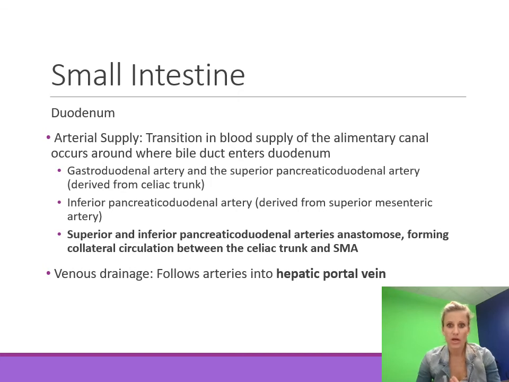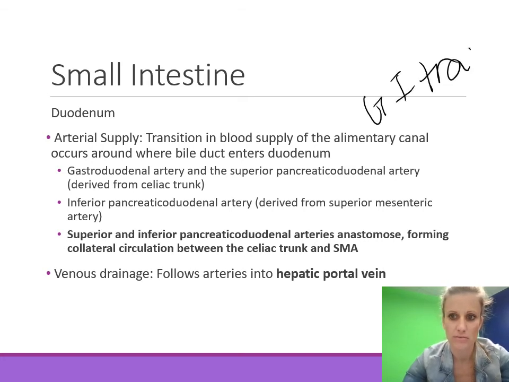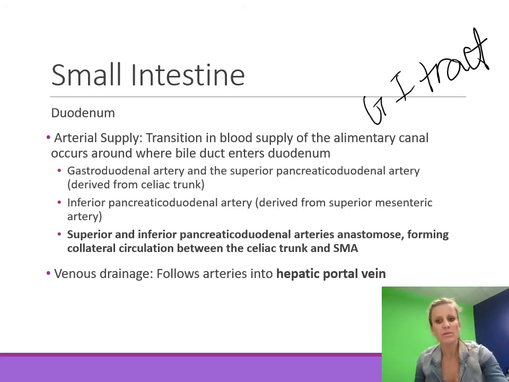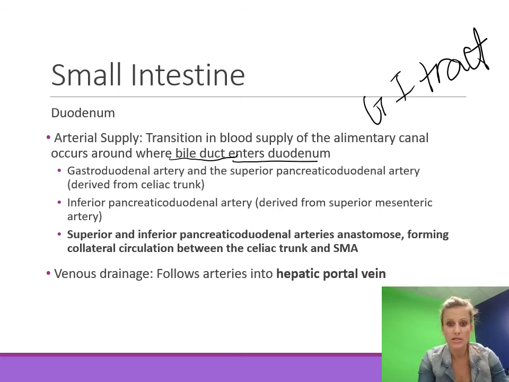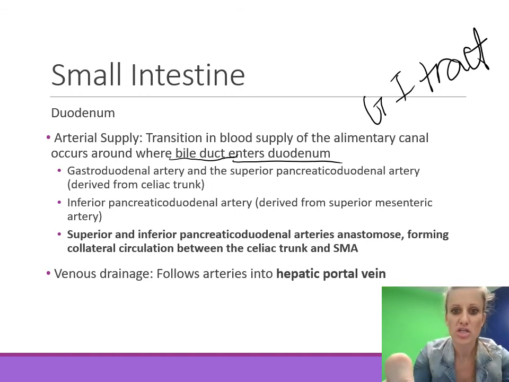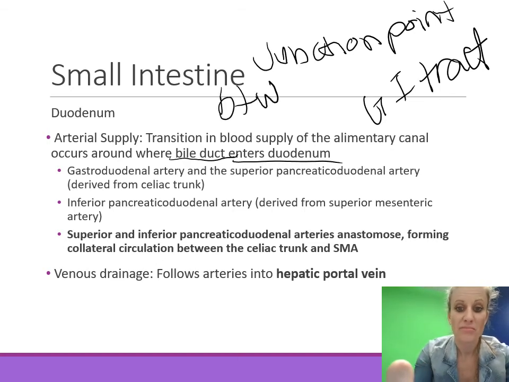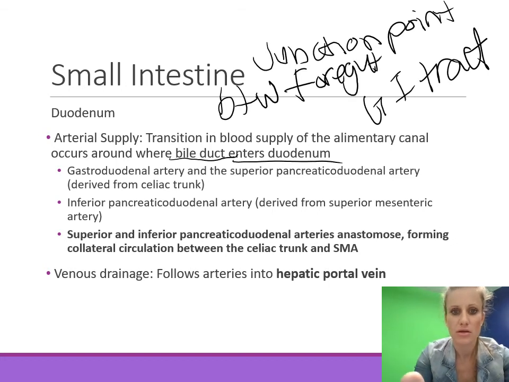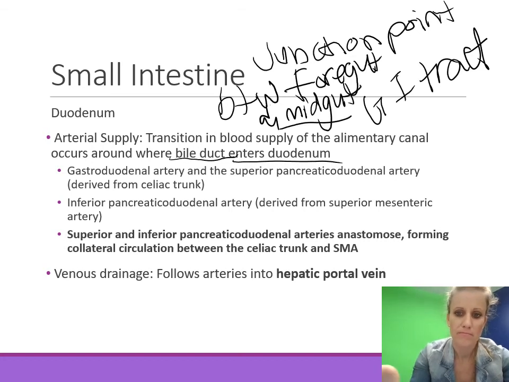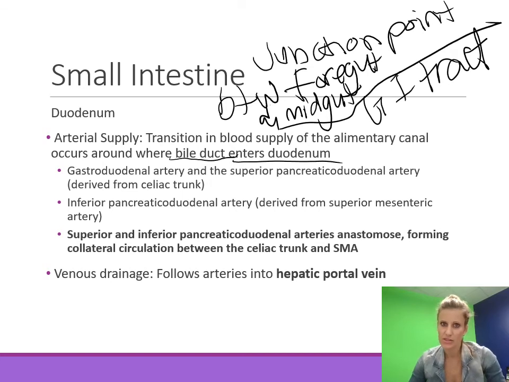Arterial supply to the duodenum comes from two different sources. And this represents a transition in the blood supply of the alimentary canal or GI tract. So there's a transition in the blood supply of the GI tract that occurs in the duodenum. And this transition point where we switch from one arterial supply to the next occurs right where the bile duct and the pancreatic duct are entering the duodenum. This is the site where during development in the embryo, there's the junction between the foregut and the midgut during embryonic development. So this is the junction point.